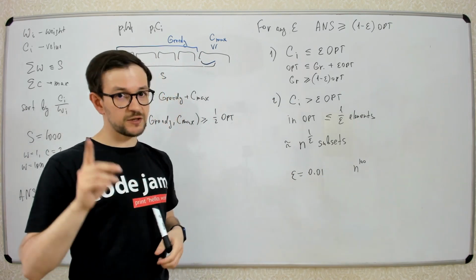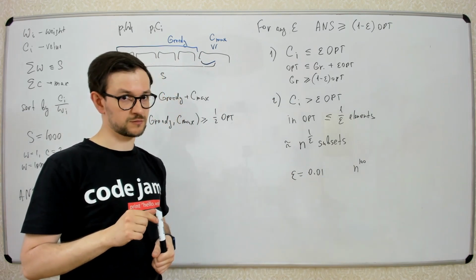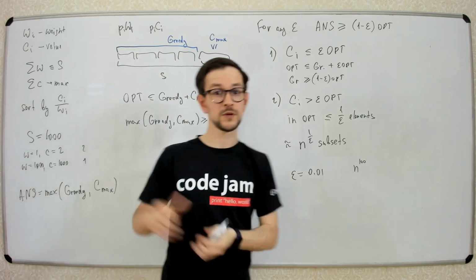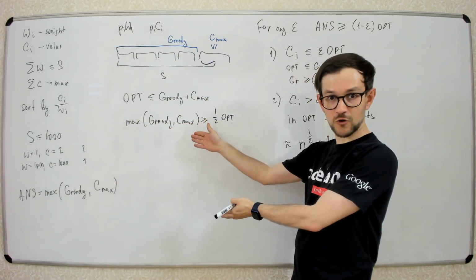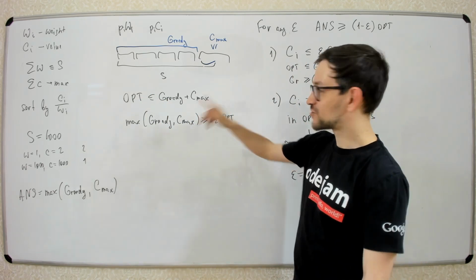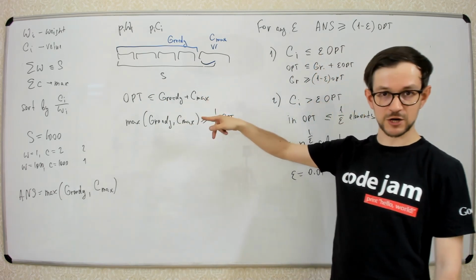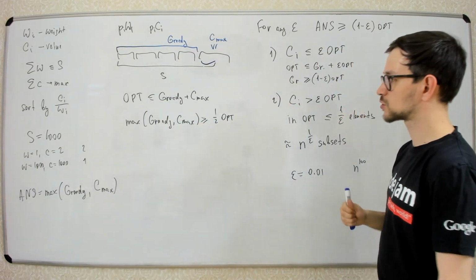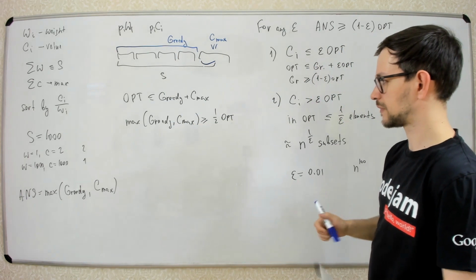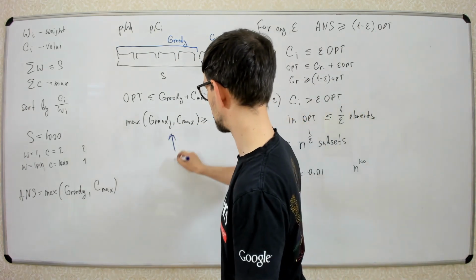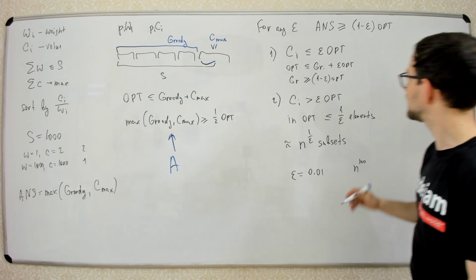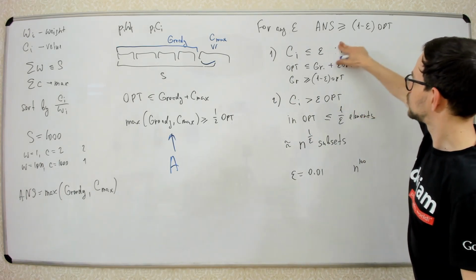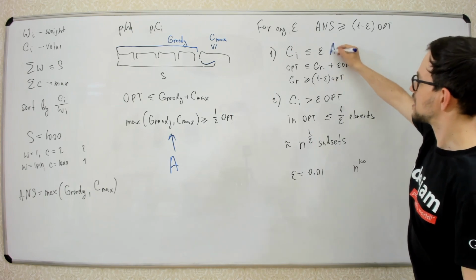The problem is you don't know the value of opt, so you can't split the elements into these two groups. But we can find some approximation of opt. Let's run the first approximation and find an approximation of opt. Let's call this value A, and use this A here instead. So we'll try not epsilon opt, but epsilon A.